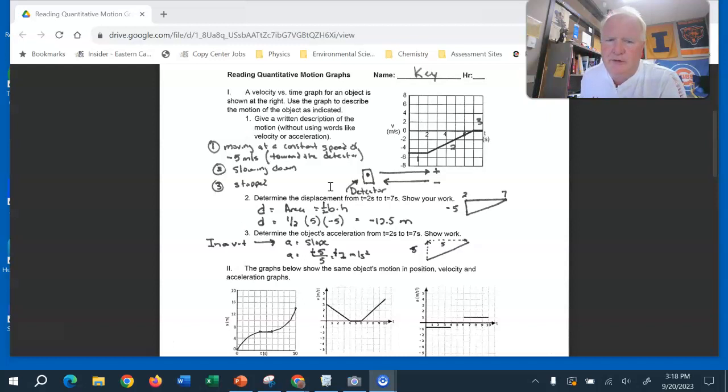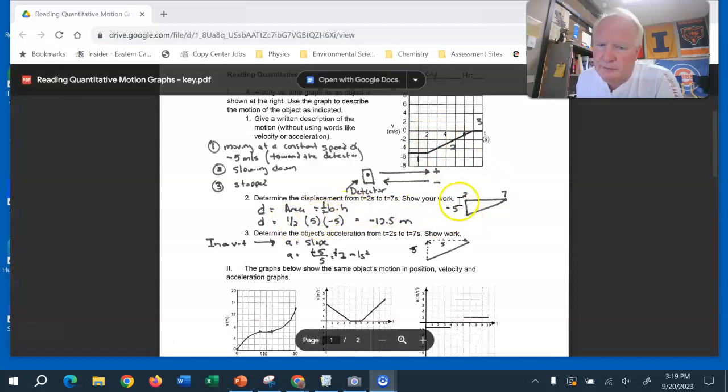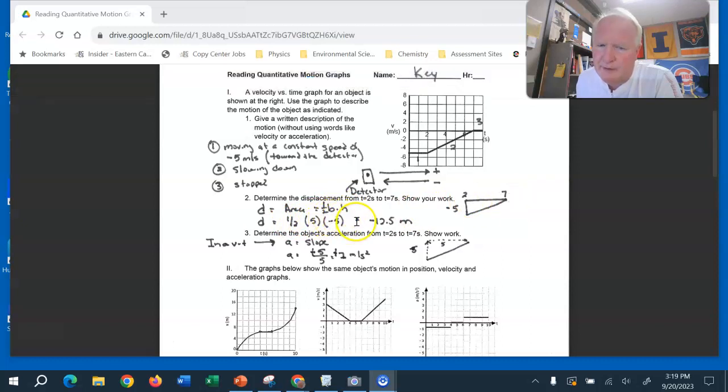Okay, so I wrote down the equation right here. Distance equals area, which is 1/2 base times height. And I drew over here the little triangle that's right here. It's a triangle from 2 to 7, and it's a triangle down with a height of -5. And so 1/2 base times height: 1/2 the base, which is 5, times the height, -5, and that total is -12.5 meters. Don't be worried about negatives and positives. The reality is that all that will wash out. All that means is we're moving in the negative direction. So we move -12.5 meters, which means we move 12.5 meters towards the detector.